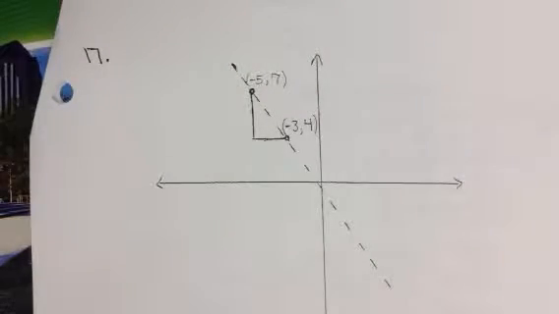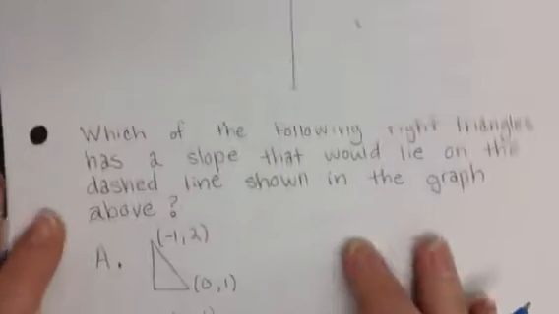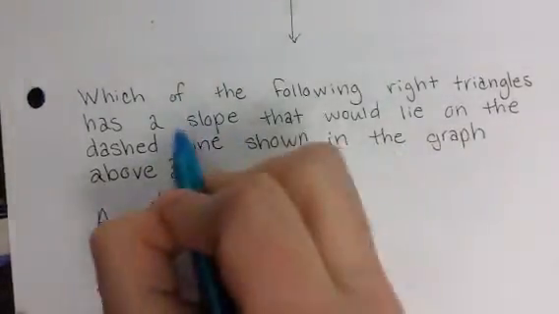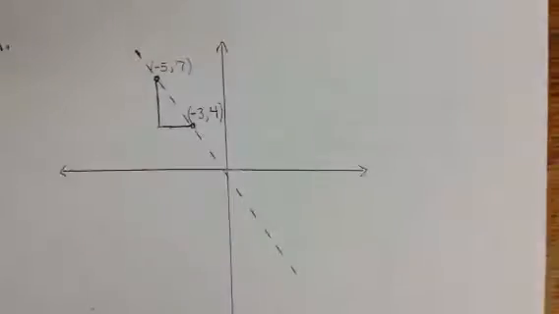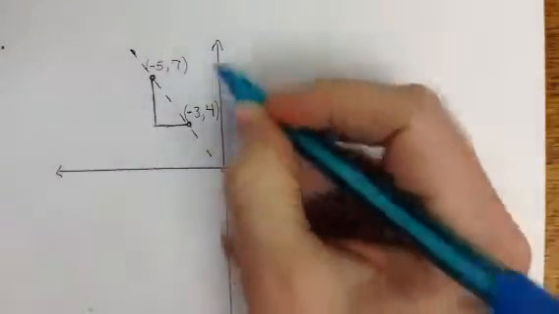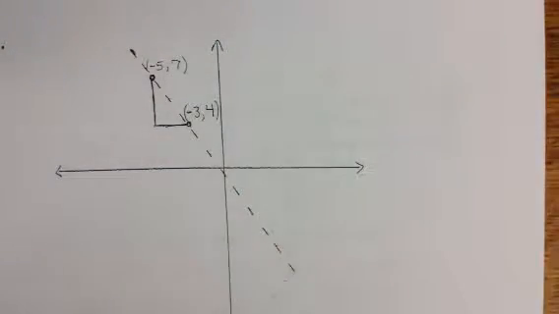Number 17 has this graph, and then it says, which of the following right triangles has a slope that would lie on the dashed line shown in the graph above? So I have slope, but now this graph doesn't show the grid lines or any type of units. It does have my x and y axis, but I can't really count to do my slope like normal rise over run.